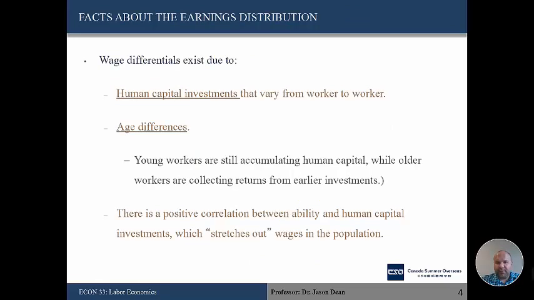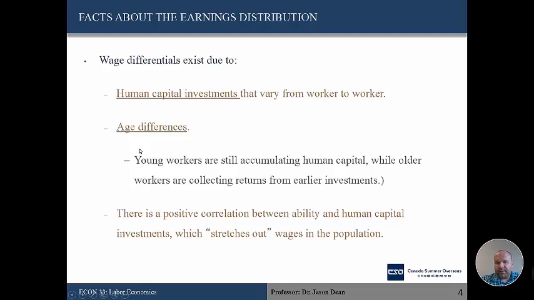And of course, wage differentials are going to exist because human capital investments vary from worker to worker. People have different preferences for what they want to study, what skills they want to learn. There are also age differences. So when we're looking at the wage distribution, the lower wages would typically be for younger workers. Older workers earn more. Young workers are still accumulating human capital, and older workers are collecting returns from earlier investments.